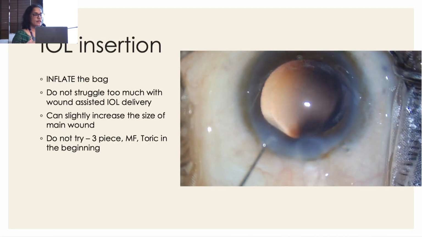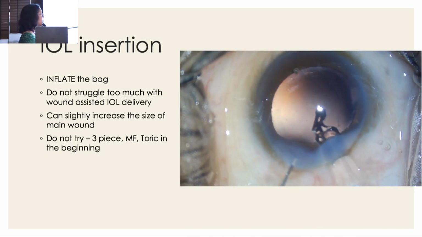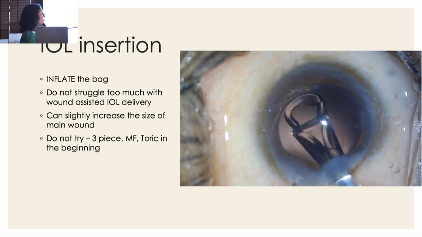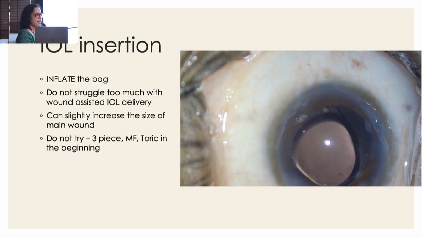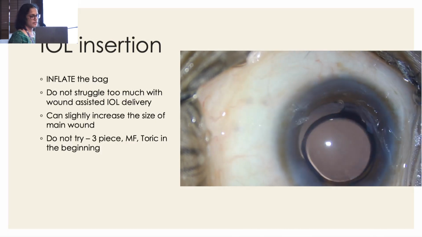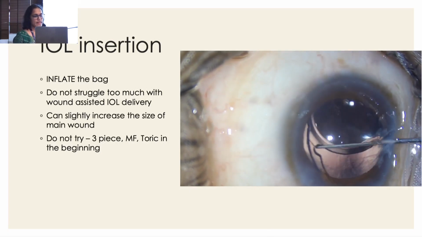If wound-assisted IOL delivery is a little bit tricky, we can just go with the keratome. When you go in, slightly increase the size. That will ease the IOL insertion. And don't try 3-piece, multifocal or toric lenses in the beginning.